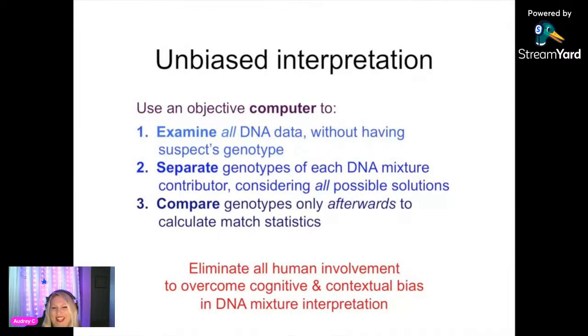An unbiased interpretation can be done by using an objective computer to first examine all the DNA data without having a suspect's genotype. Secondly, separate genotypes of each DNA mixture contributor, considering all possible allele pair solutions for each of the contributors. And thirdly, compare genotypes only afterwards, only after the genotypes have been separated, to calculate match statistics. Using an objective computer in this way eliminates all human involvement to overcome cognitive and contextual bias in DNA mixture interpretation.